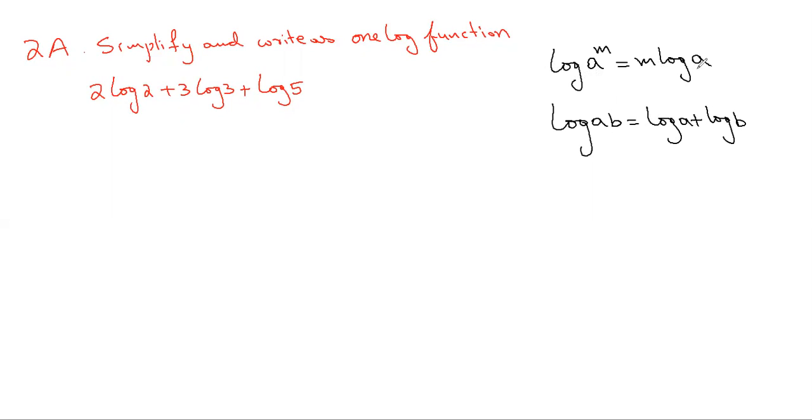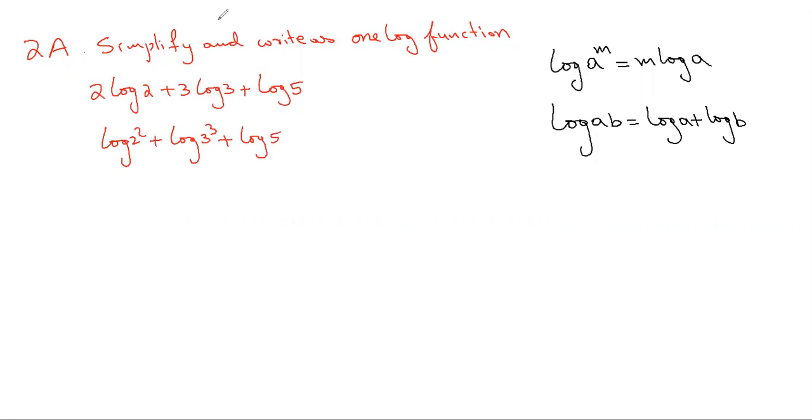So if m log a is present, you should be able to write that as log a power m. And if log a plus log b is there, you should be able to write that as log ab. If you use that, first 2 log 2 can be written as log 2 square, and 3 log 3 can be written as log 3 cube, and log 5 remains as log 5.